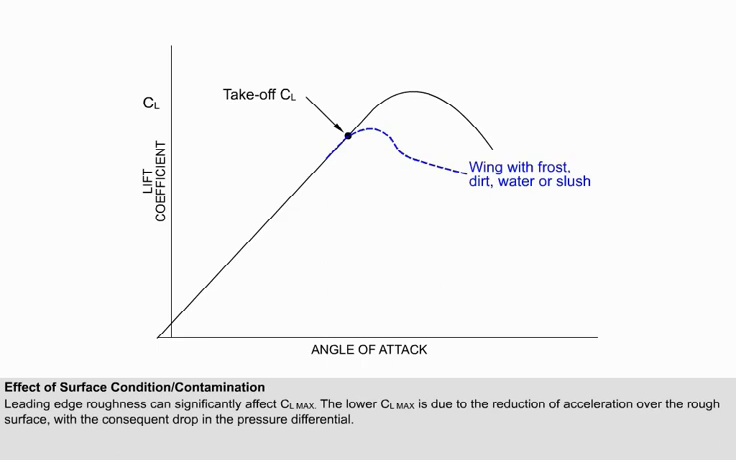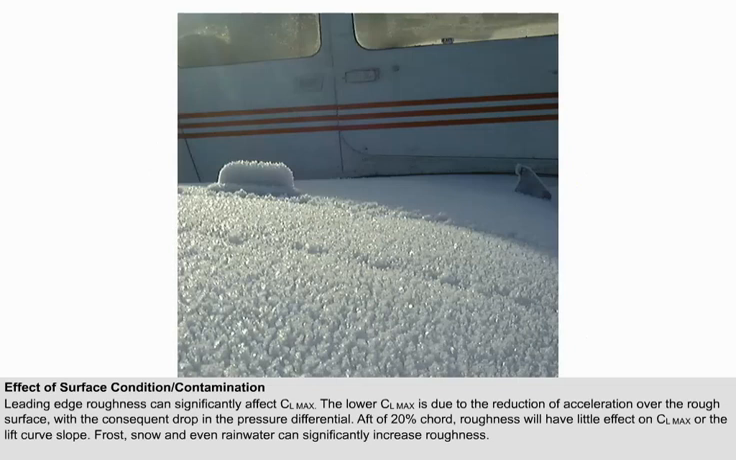CLmax will decrease progressively with increasing roughness because of the reduced acceleration of air over the rough section and the consequent drop in the pressure differential. Roughness further aft of about 20% chord will have little effect on CLmax or the lift curve slope.